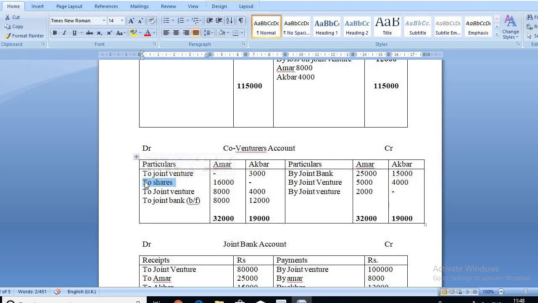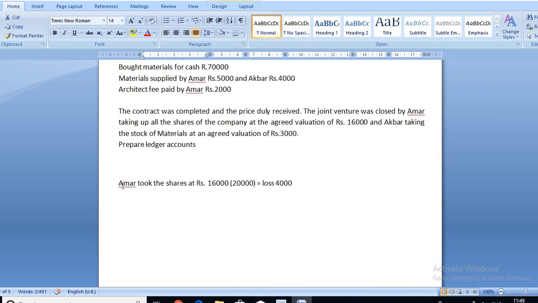Here is the difference between shares sold and shares taken over by a co-venturer. Shares sale is a different treatment. Shares taken over is a different treatment. Compare the two videos and see. In the last video, the shares were sold, but in this problem shares were taken over. Who took them? Amar took over the shares. If shares are taken over, record the transaction in the account of whoever took them. So here Amar took over the shares, so I have recorded this transaction in Amar's account only.